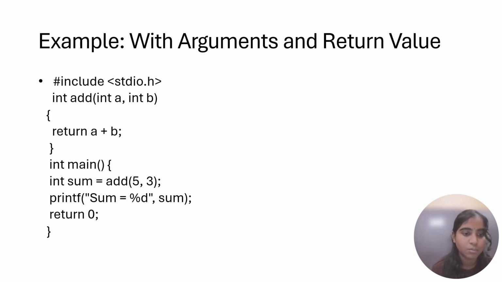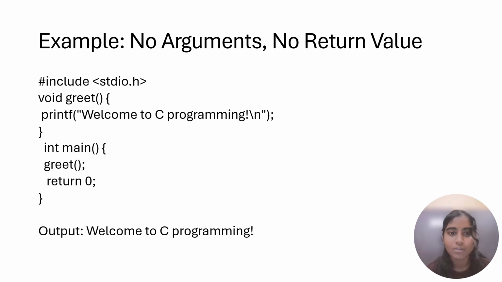So now let's move into no arguments and no return value. Here void is used for no return value, and here in the parentheses no parameters are there. So no arguments and no return value. This is a program for printing the output: Welcome to C programming.